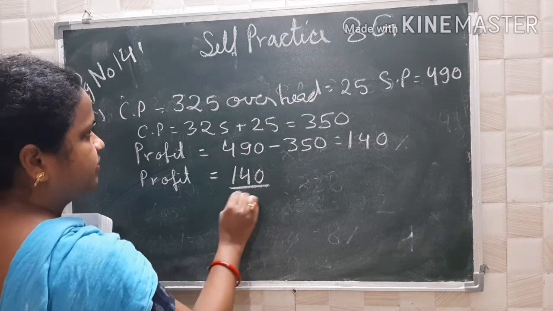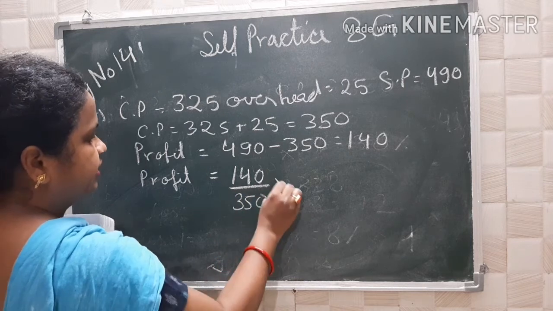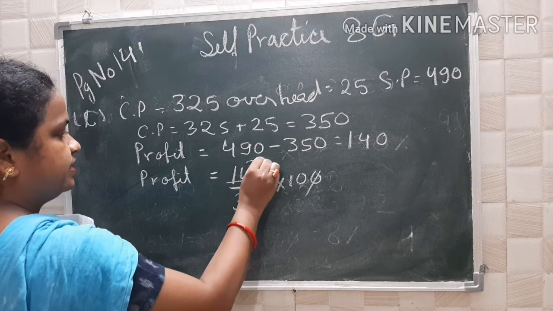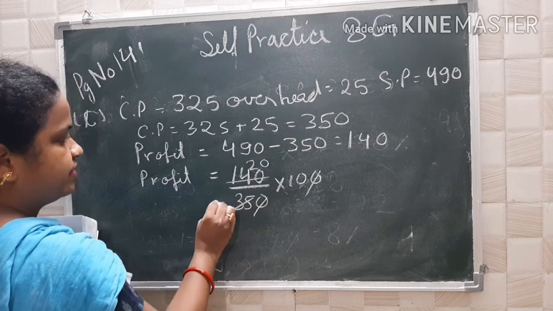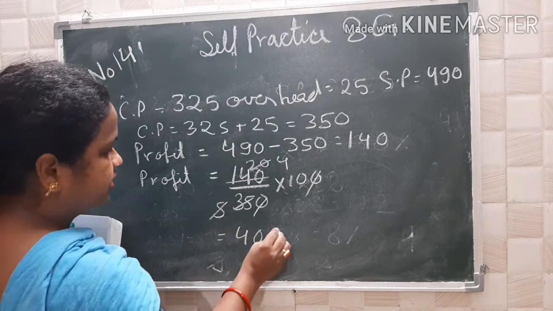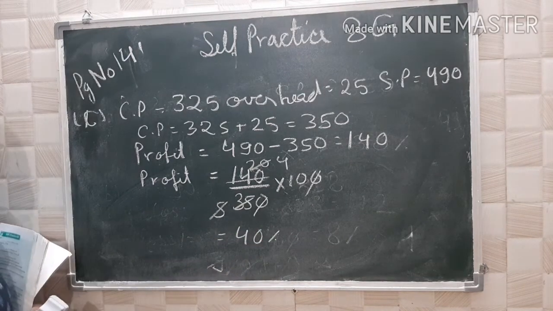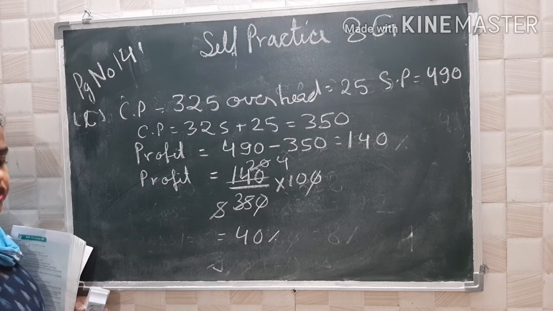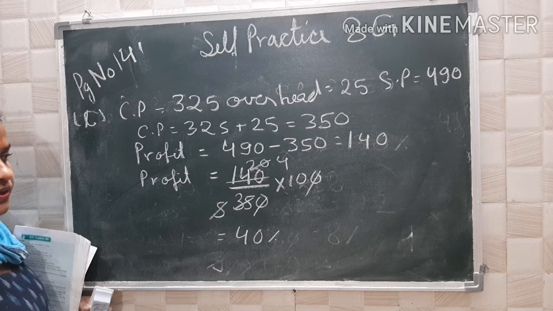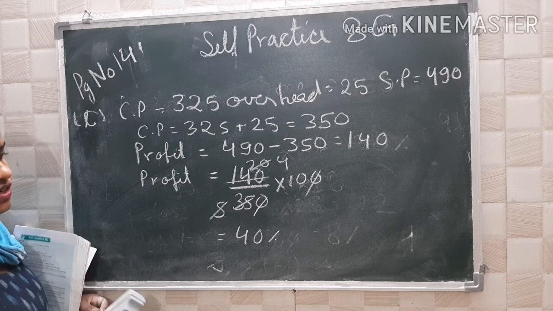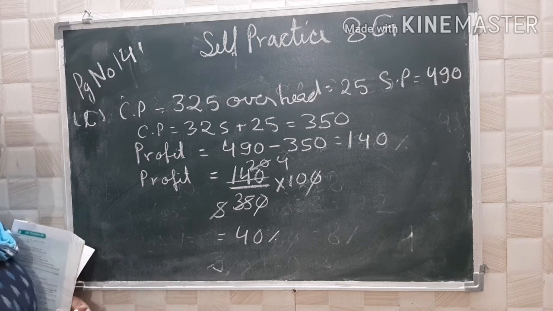The profit percent will be 140 upon 350 into 100. 0 0 cancel out. 7 2s are 14, 7 5s are 35, 5 4s are 20, that is 40%. Clear? Profit is equal to 490 minus 350, that is 140. 140 upon 350 into 100. So 0 0 cancel out, 7 2s are 14, 7 5s are 35, 5 4s are 20, that is 40% profit will be there. Clear?